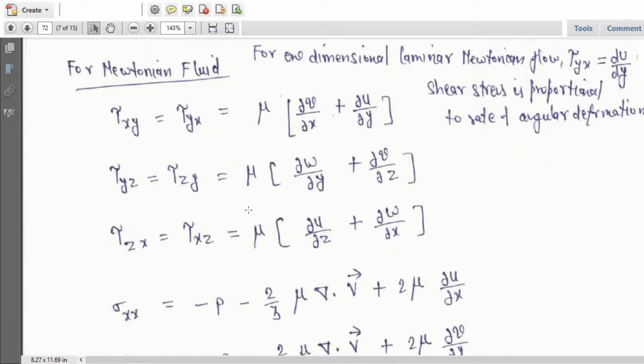Now for the Newtonian fluid, the shear stresses are given by this. τxy, or τyx, is given by μ(∂v/∂x plus ∂u/∂y). τyz equals τzy equals μ(∂w/∂y plus ∂v/∂z). τzx equals τxz equals μ(∂u/∂z plus ∂w/∂x).